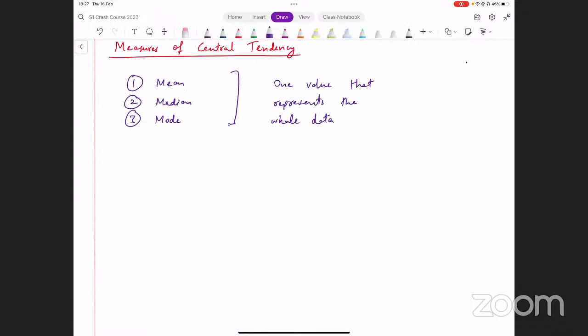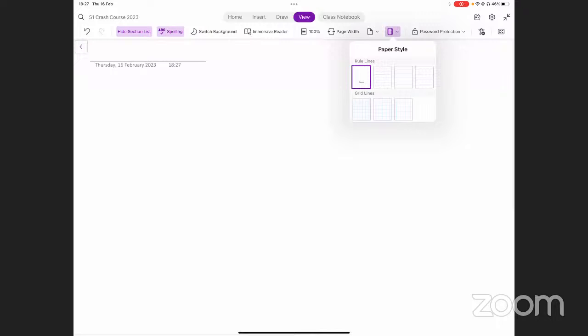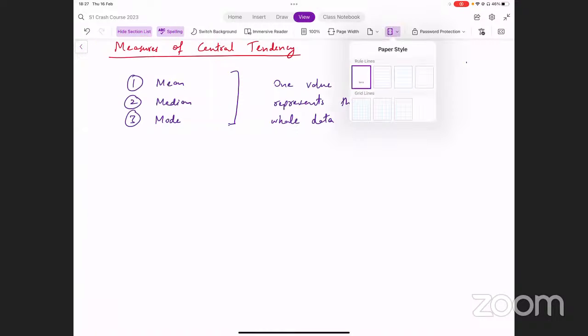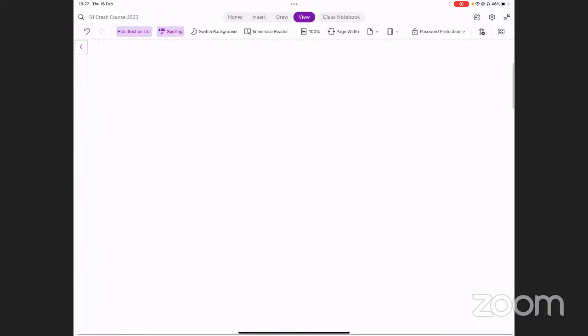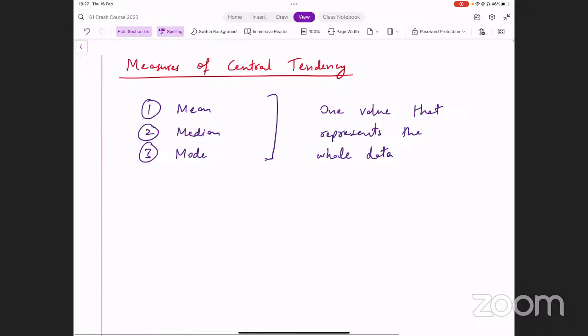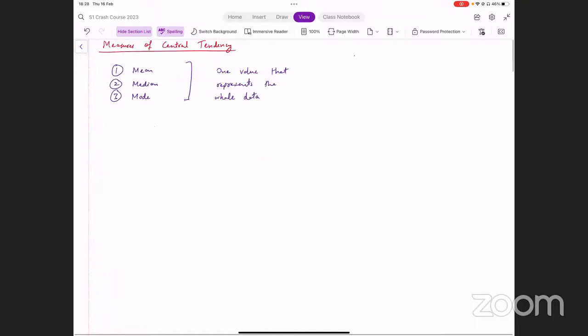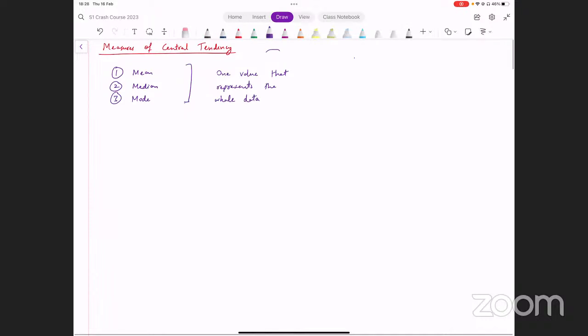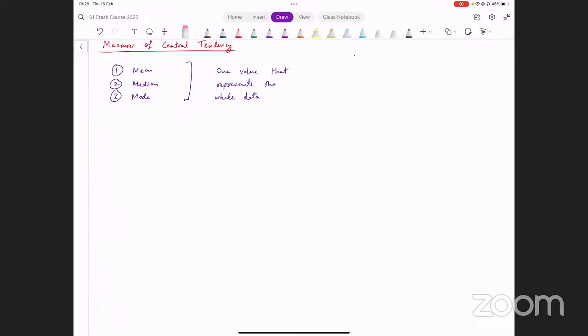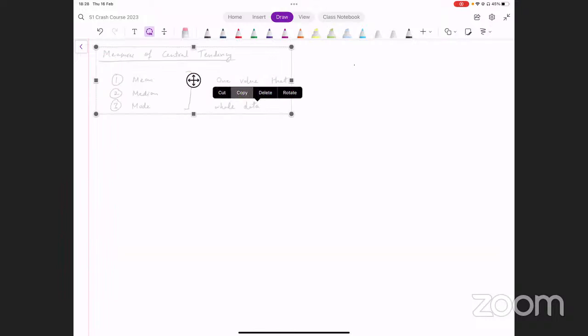Okay, sorry, something happened to it. This is fine. Okay, anyway, let me just copy this thing and take it to a new page because I like lined papers. Okay.